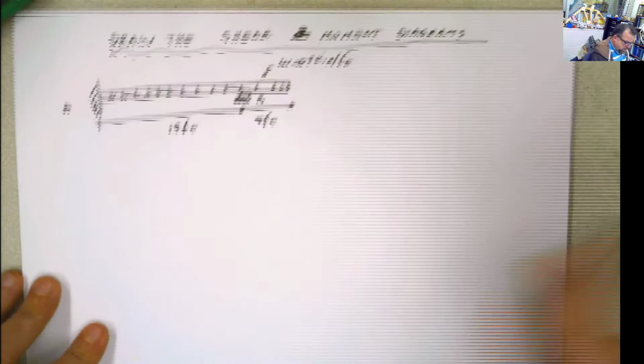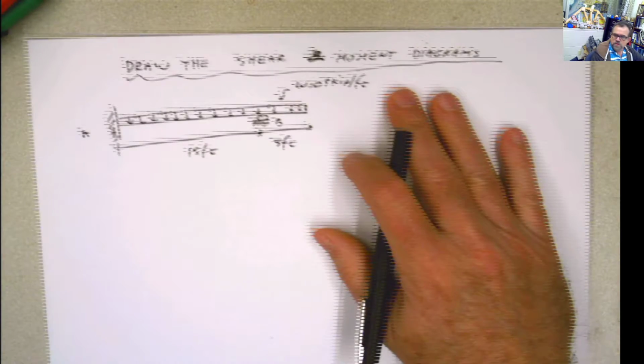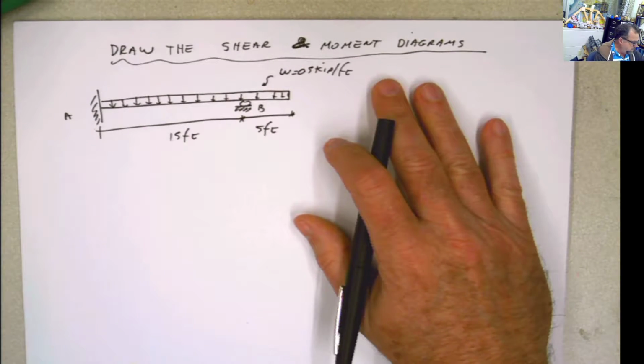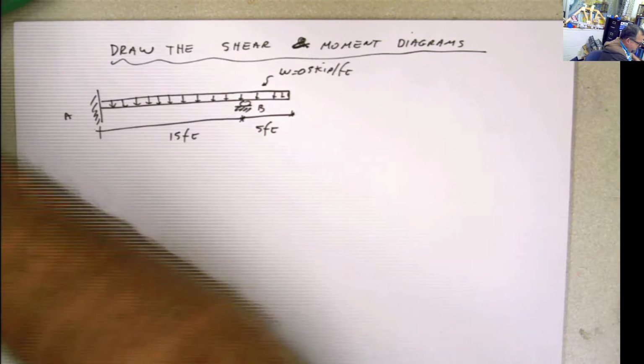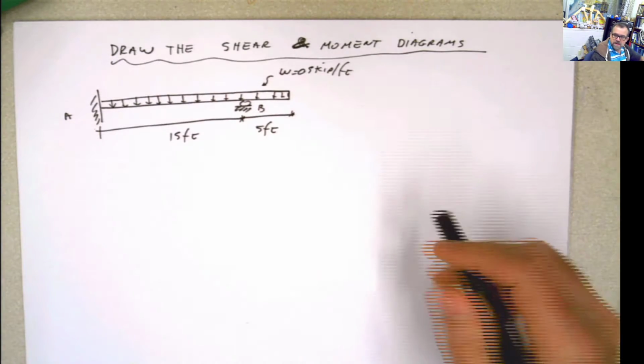Hi guys. Okay, now this is the moment. We have to draw the shear moment diagram, and we have this. Let me fix this thing. Everything's gonna collapse on my desk.